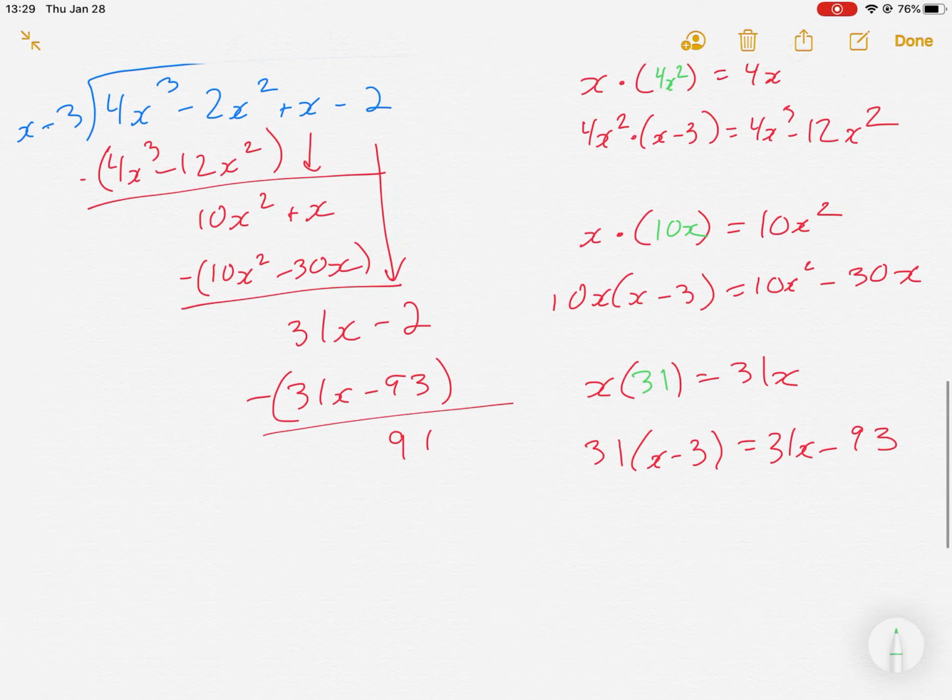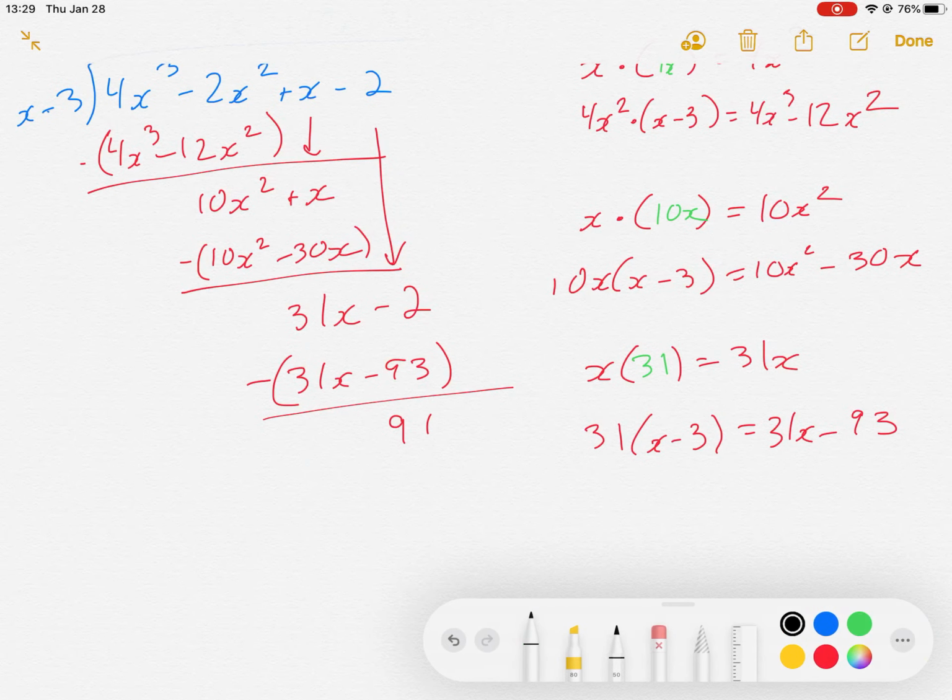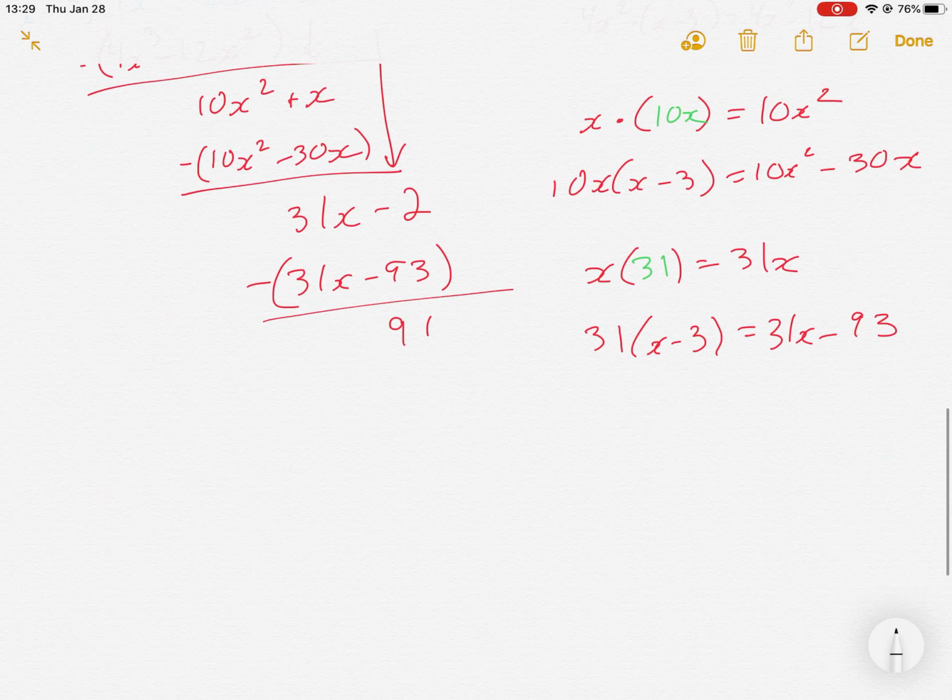Okay, so then my answer, going back to the original problem, my answer would be 4x squared plus 10x plus 31, and the remainder is 91.